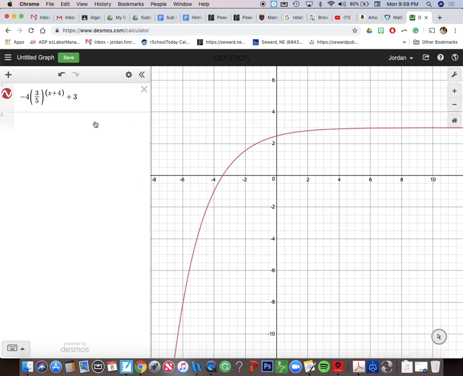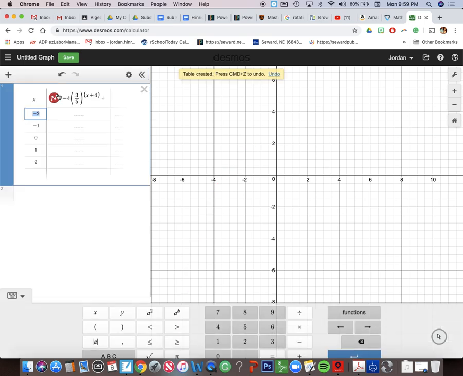All right, so right there is what the graph should look like. Wouldn't be too terrible. We know our asymptote here, y equals 3, that's where it's going to level off. The negative in front means it's going to go down. I have a dilation or a stretching factor by 4. Okay, and then remember this stuff right here, that's going to translate my graph left 4 units.